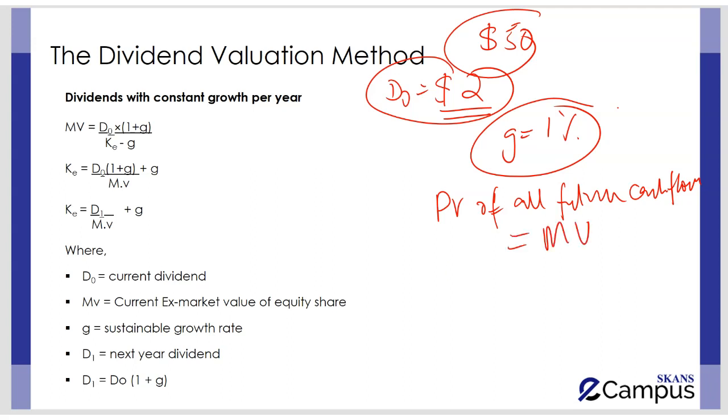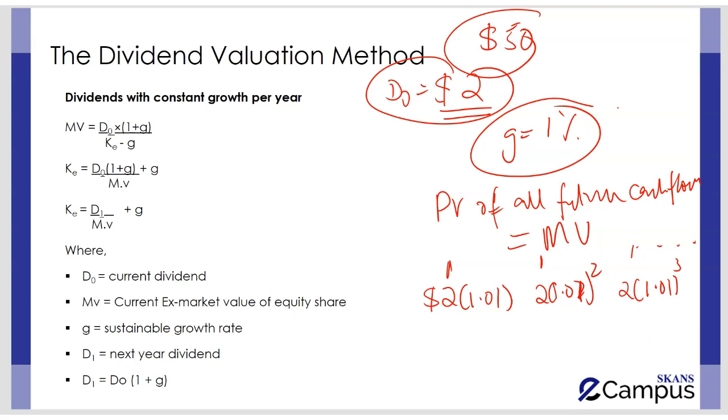Now, in this scenario, in year 1, the dividend will be 2 into 1.01 because it's growing at 1%. In year 2, it will be 2 into 1.01 raised to the power of 2. In year 3, it will be 2 into 1.01 raised to the power of 3. And the dividend will keep on increasing by 1%.